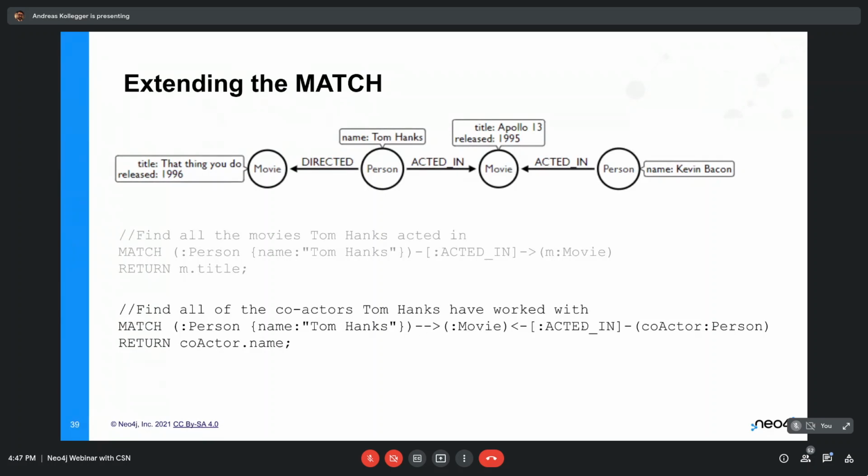And then specifically, we're looking for people who have acted in those movies. So we're going to call them the co-actors and then return all the co-actor names. So a person named Tom Hanks who has a relationship with some movie where other people who have acted in that movie are co-actors. Give me all those co-actor names.